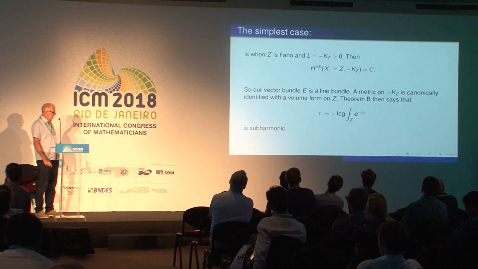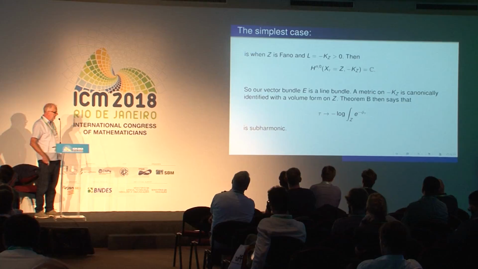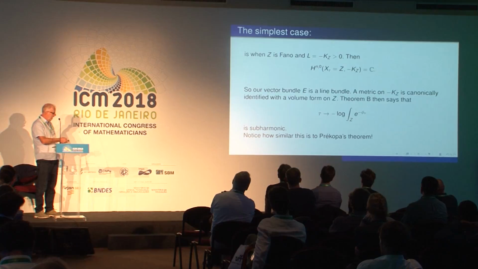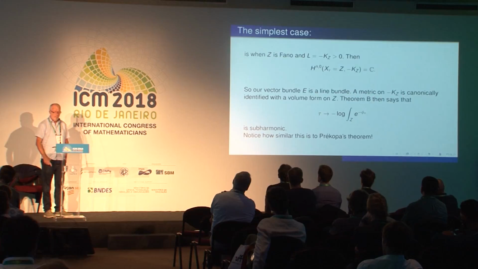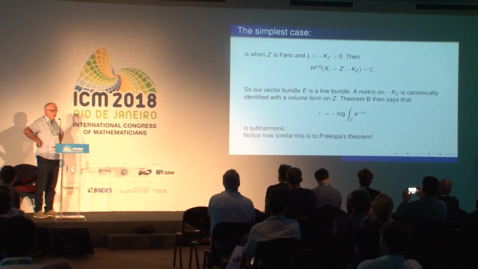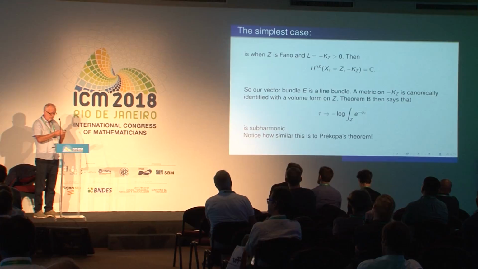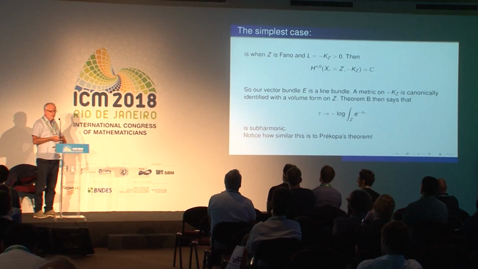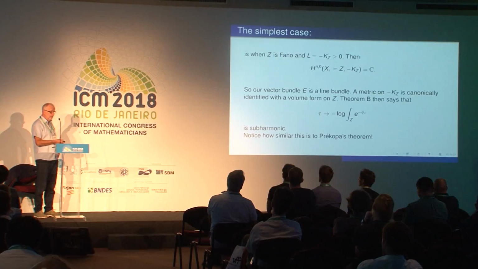And a metric now on the anticanonical bundle, on minus K_C, can be identified with a volume form on the manifold. And therefore, the second theorem in this case says that, so e to the minus phi is the metric, and we identify it with a volume form, you can integrate it, and it says that this thing varies in a subharmonic way with the metric phi. And this way it looks pretty much like the Prékopa theorem. A particular case of this is when phi only depends on the real part of tau. Then the subharmonicity means that it is a convex function. And then it's even more like the Prékopa theorem. So it's sort of a Prékopa theorem for Fano manifolds.